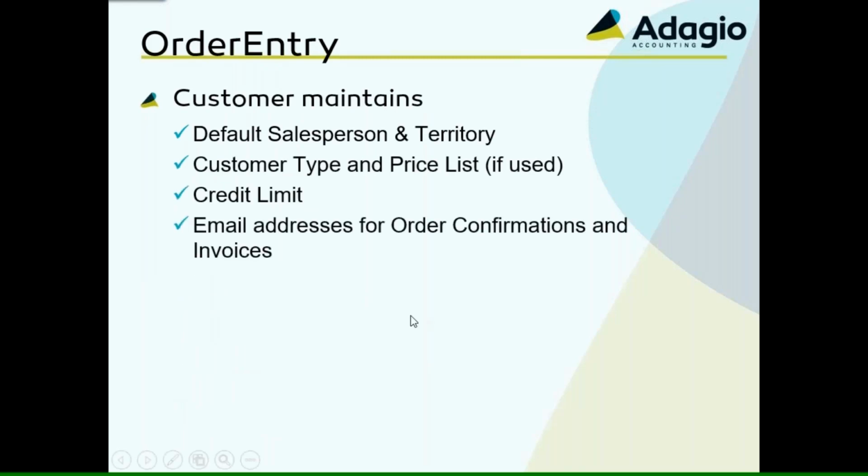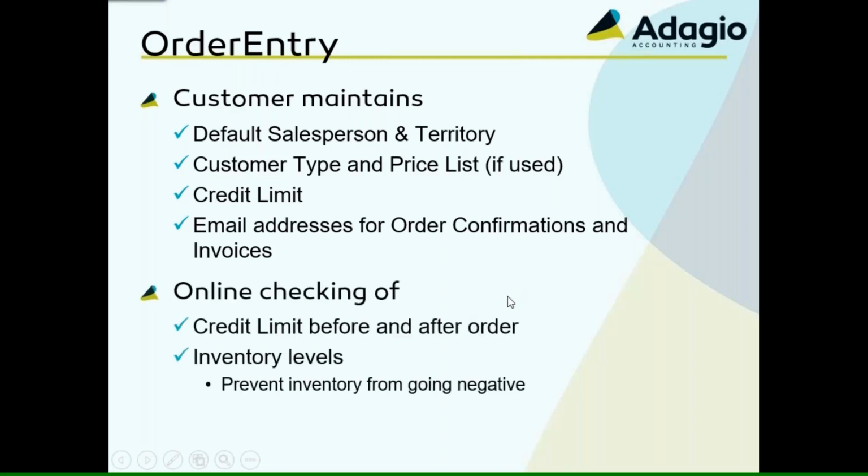In accounts receivable, the customer maintenance occurs in accounts receivable, but that includes information like the default salesperson and territory for the customer, what discount level they're entitled to, or what price list you want them to use, the customer's credit limit, their balance outstanding so that order entry can do credit checks. Email addresses, different email addresses for order confirmations and invoices, and statements, and just overall contact. So let's see, what else do I need to tell you here?